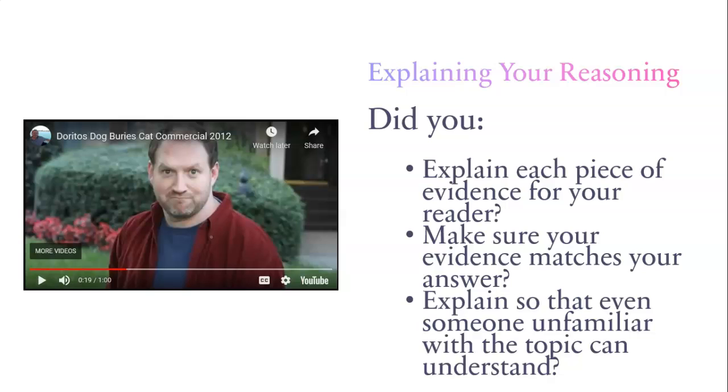So when you're trying to explain your reasoning, make sure that you explain each piece of evidence for your reader. If you have 2 quotes, you need to explain how both of them prove your thoughts. Make sure that your evidence actually matches your answer. So don't give me evidence that doesn't fit the answer you're trying to prove. And then explain so that even somebody who's unfamiliar with the topic can understand.